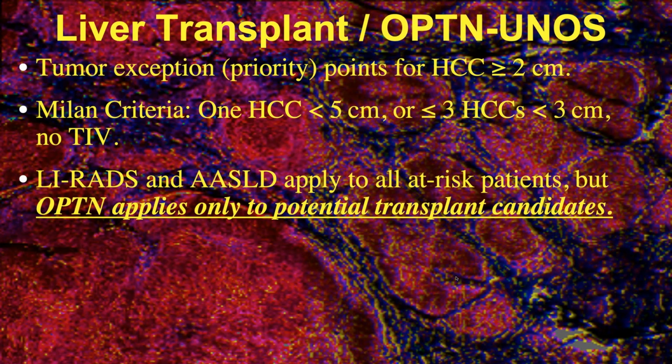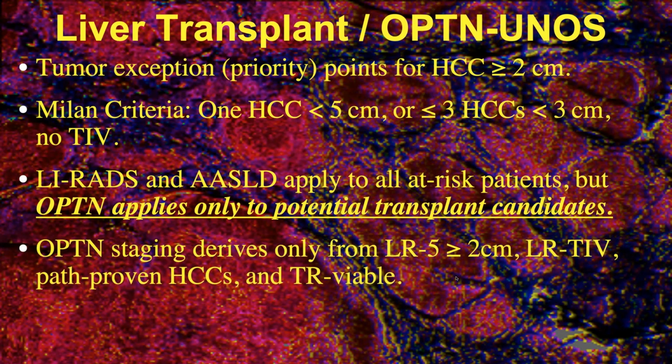all at-risk patients. But OPTN, rather UNOS, has a different mission, and the OPTN scale applies only to potential transplant candidates. I think the goal will still be for LI-RADS to provide a robust and precise description, and those descriptors can be utilized by UNOS to allocate transplant, obviating the need for a separate scale, which is almost identical but not quite. So at this point, we need to recognize that LI-RADS and OPTN are not exactly the same. We need to remember that OPTN staging derives only from the LI-RADS 5 greater than 2 centimeters, LI-RADS TIV, path-proven HCC, or TR viable. So in other words, a LI-RADS 5 less than 2 centimeters doesn't contribute to OPTN staging.